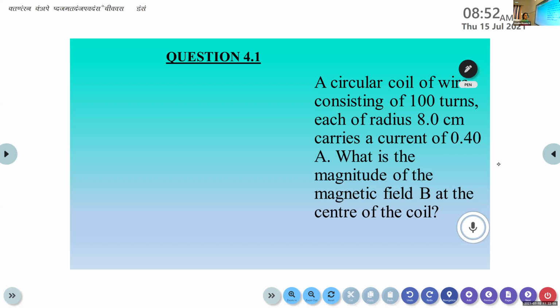Question number 1. A circular coil of wire consisting of 100 turns, each of radius 8 centimeter, carries a current of 0.40 ampere. What is the magnitude of the magnetic field B at the center of the coil? These are our NCERT questions, page number 169 of your NCERT textbook, the first question.